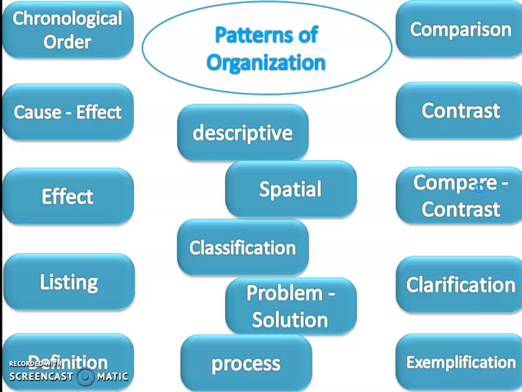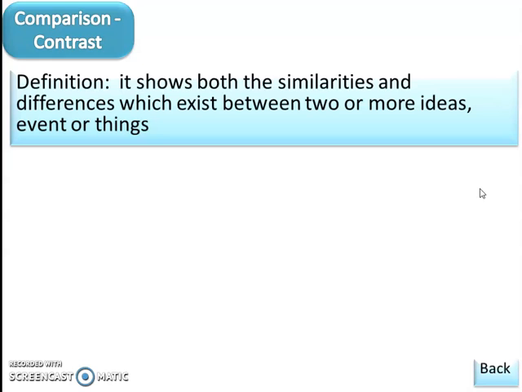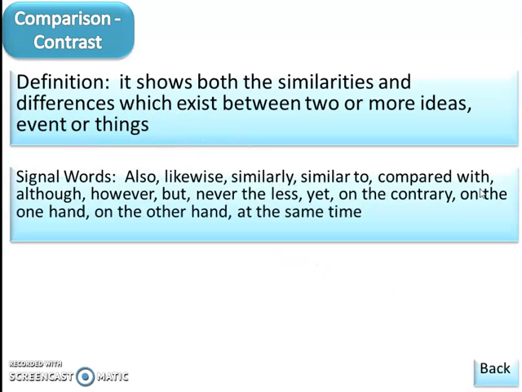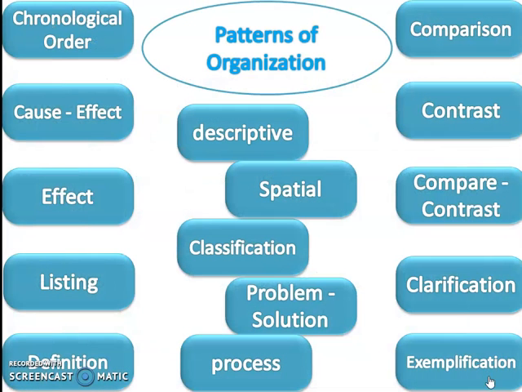In some of the sentences or even the paragraphs, I might have comparison and contrast. In the comparison, I show the similarities. In the contrast, I show the differences, but in the same paragraph. These are some of the clues or the signal words. Mary, like her sister, has brown hair. However, the two differ when it comes to eye color. So here in this sentence, I have the comparison and the contrast.